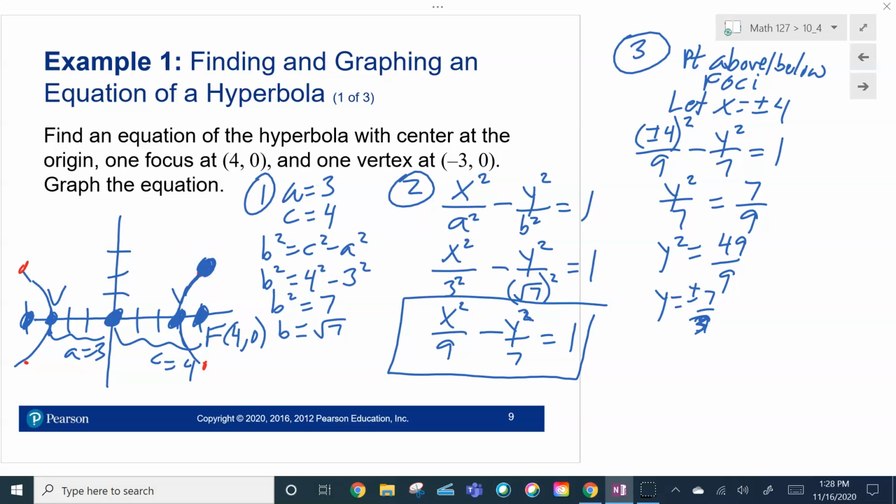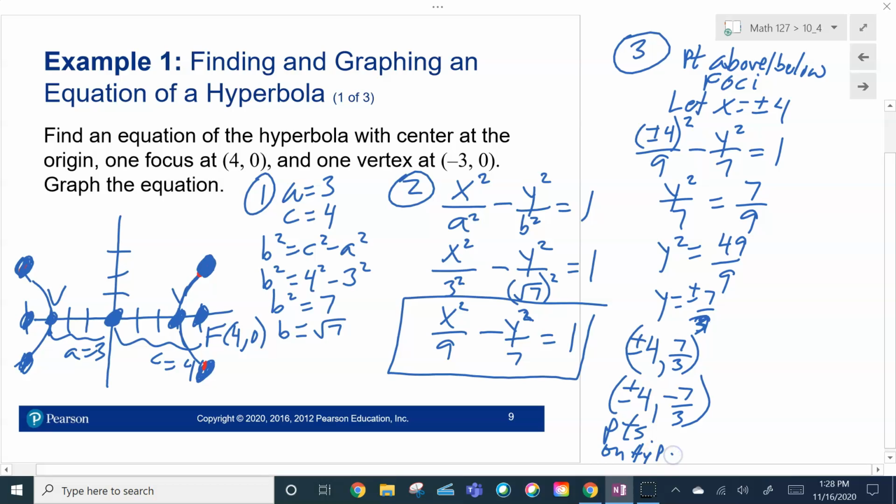So, in fact, let me write the points. When x is plus or minus 4, I have y equals 7/3 and negative 7/3. So here's (4, 7/3). Here's (4, down 2 1/3). Here's (-4, 7/3). Here's (-4, -7/3). So there's some points on the hyperbola.